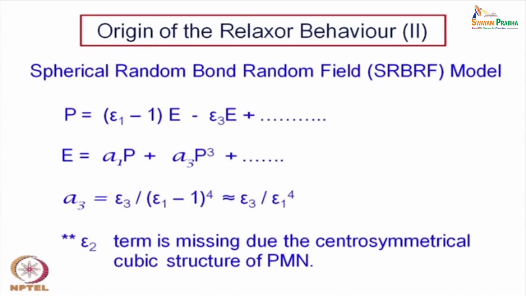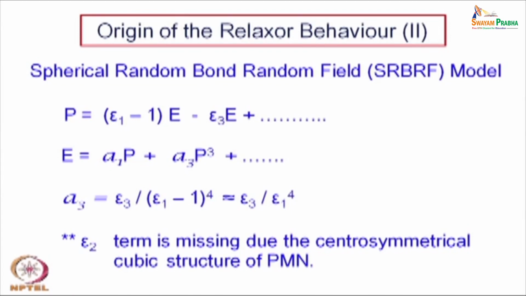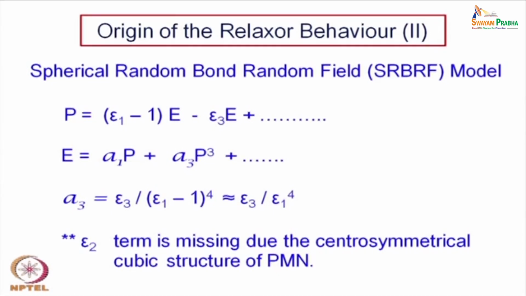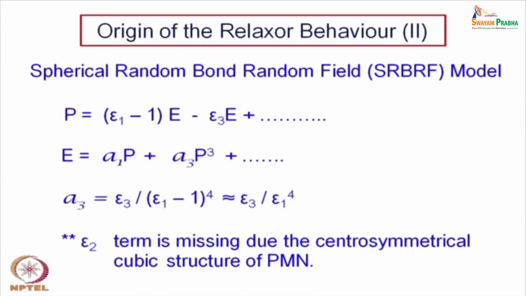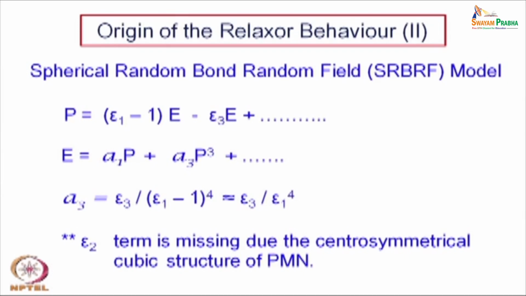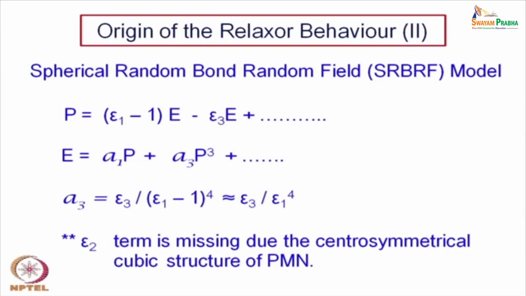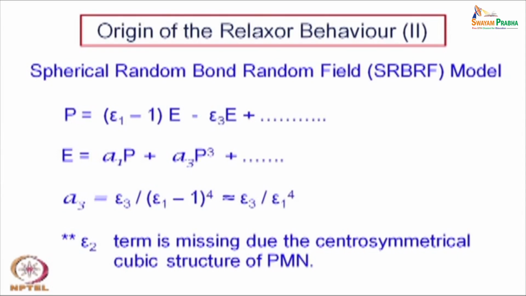Going into a little more detail, there are different theories of this phase transition, the paraelectric to ferroelectric transition, and the presence of nanodomains or nanopolar structures. This has been explained by a theory or model called the spherical random bond random field model, in brief called the SRBRF model.